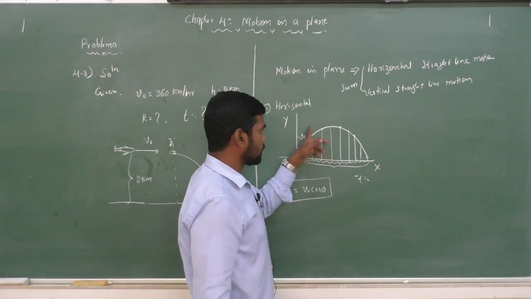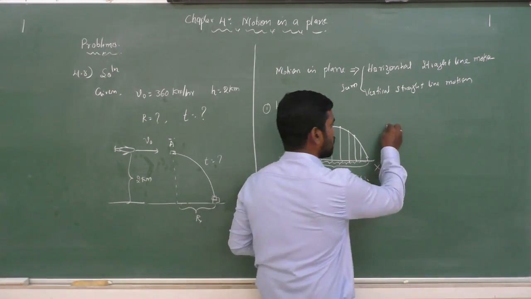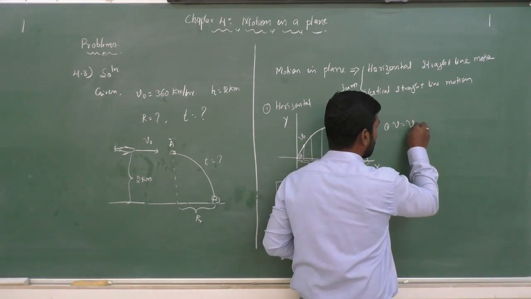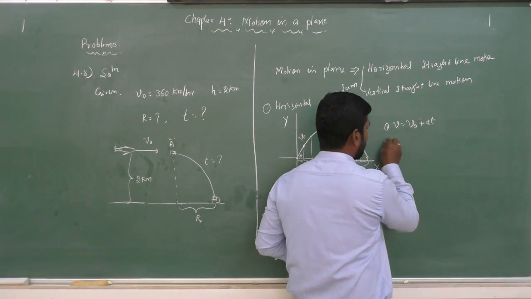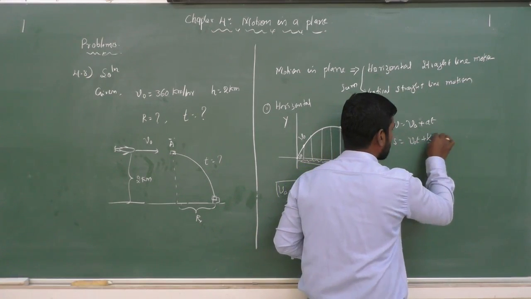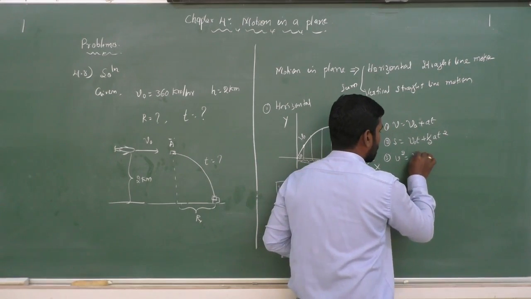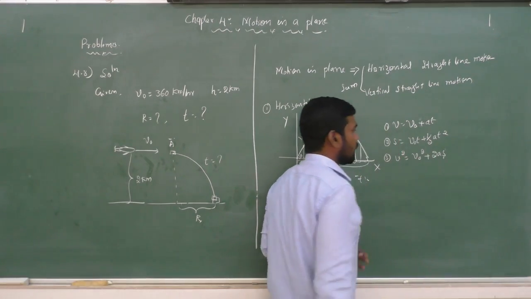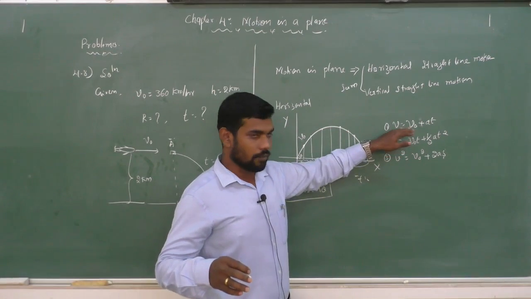If any object is moving in a straight line, it should follow the equations of motion. We have v is equal to v0 plus at, and the second equation, s is equal to v0 t plus half at square. Is it right? Then the third one, v square is equal to v0 square plus 2as. These are the equations of motion for straight line motion.